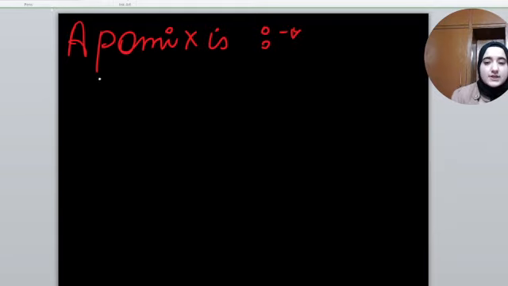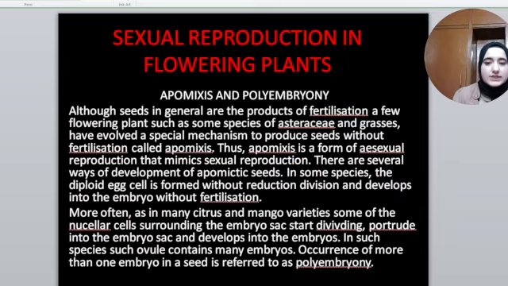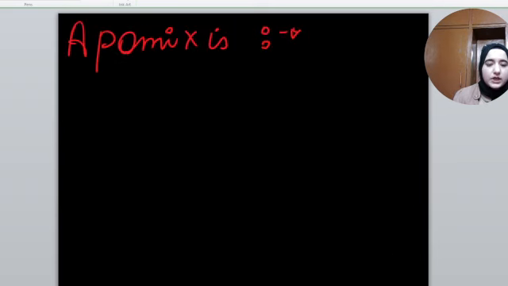What is apomixis? It's a technique, it's that type of reproduction in which seeds are not formed. Apomixis simply is just a form of asexual reproduction. It produces seeds without fertilization.